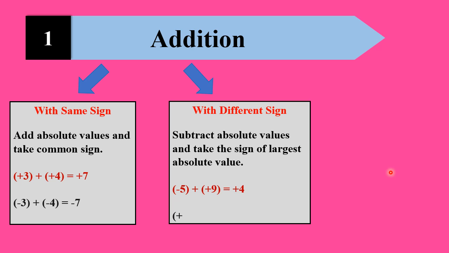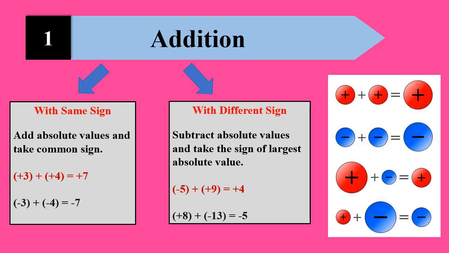The next example is addition of a positive integer which is plus 8 and a negative integer which is minus 13. So we are supposed to subtract the absolute values. That means 13 minus 8 will give us 5. And the sign of the largest absolute value will be taken. That means the negative sign is of the largest value. So our resultant integer will be minus 5.